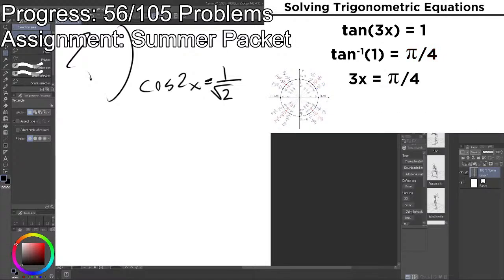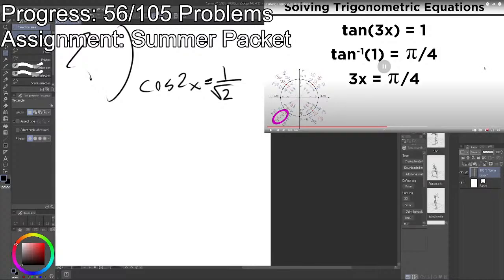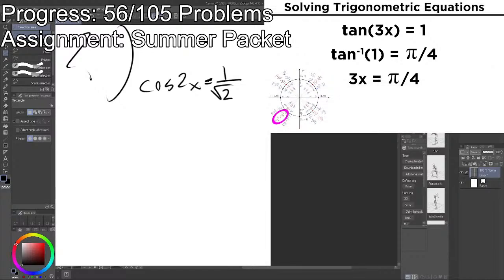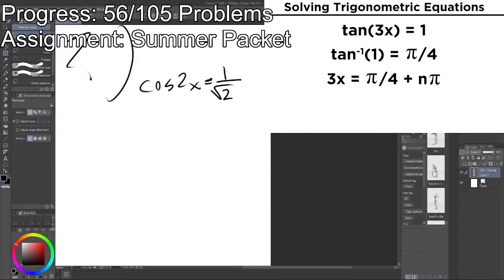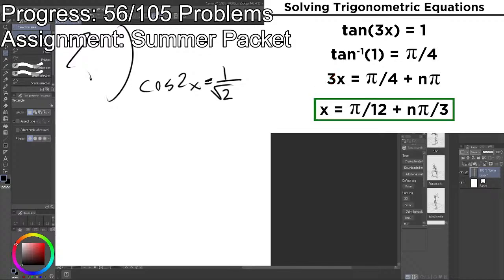That means that 3x equals quarter pi. But is it just quarter pi? If we go to the other side, negative root 2 over 2 divided by negative root 2 over 2 also gives us 1 for the tangent. So 3x equals 5 fourths pi works as well. That means that 3x equals quarter pi plus n pi. Now to solve for x, we divide both sides by 3. That leaves us with pi over 12 plus n pi over 3.